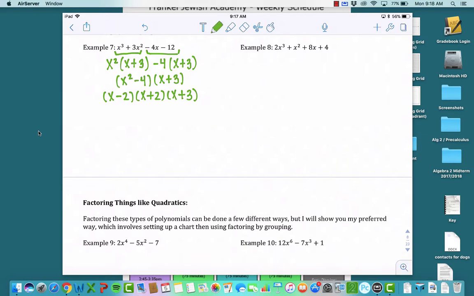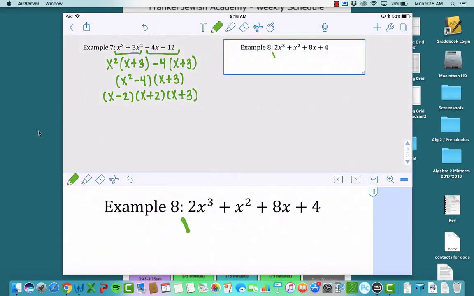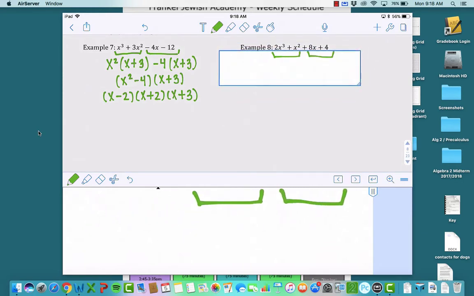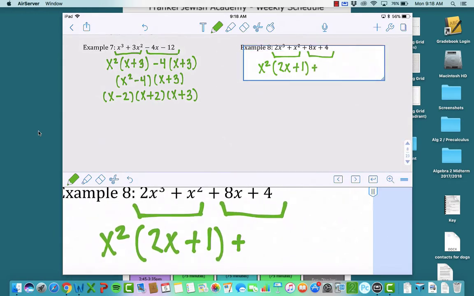One more factoring by grouping example is I group these 2 together and these 2 together. I can only do this in standard form, by the way, but they're already in standard form. Out of the first 2, I can factor out an x squared. So I'm left with x squared times 2x plus 1. Out of these 2, I can only factor out a 2 and then 2x plus 1.